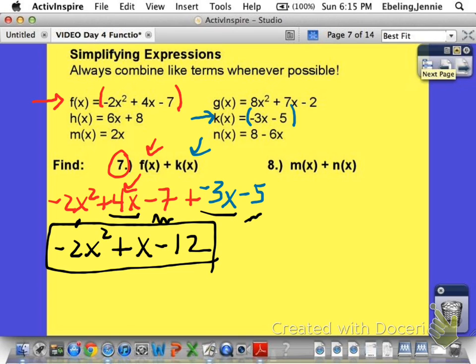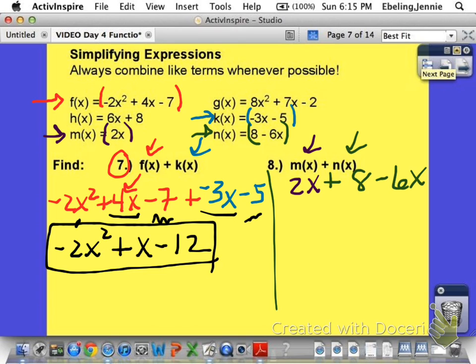Let's take a look at problem number 8. Problem number 8 wants us to use m of x. So let me look for m of x. Right here it is. So I just use the 2x. And then it says n of x. Now I need to look for n of x. And here is the n of x. And so I'm using that 8 minus 6x. So there's a plus sign in the middle that I bring down, then 8 minus the 6x.